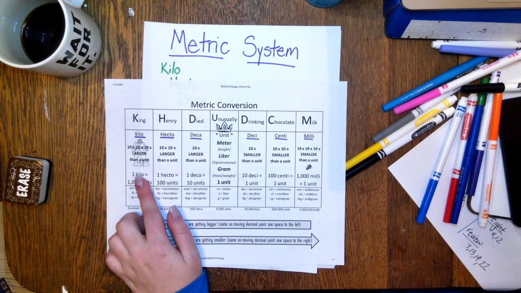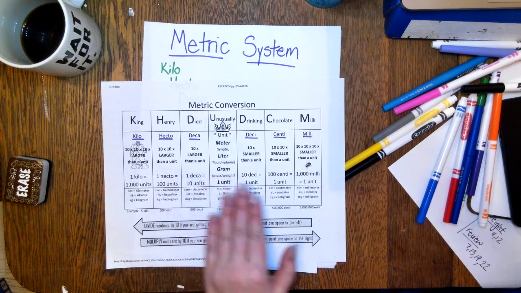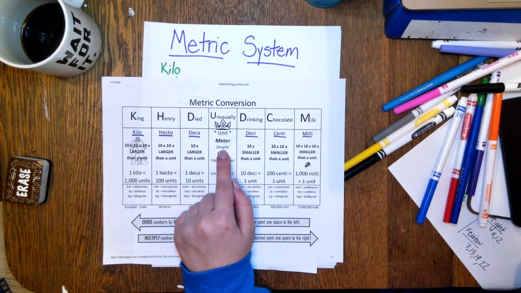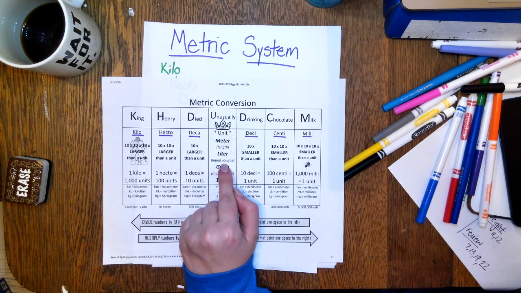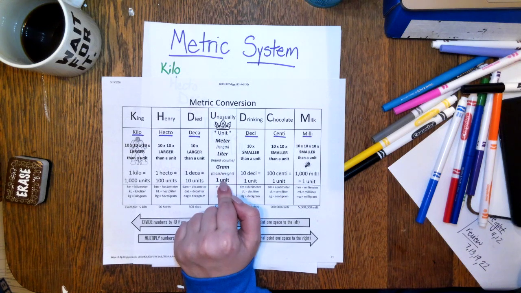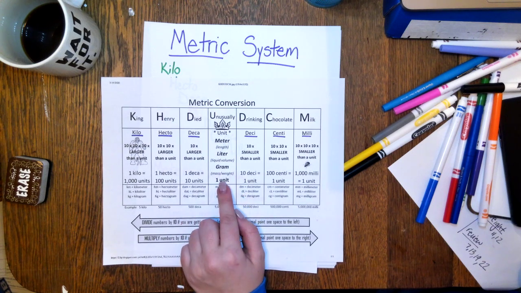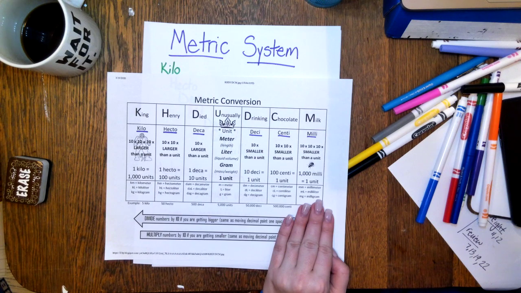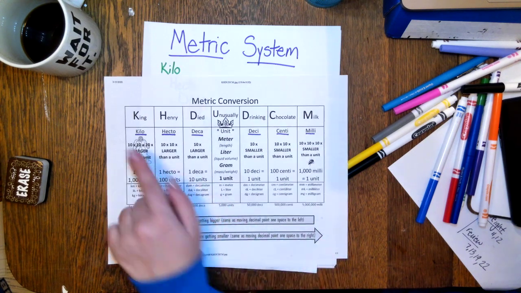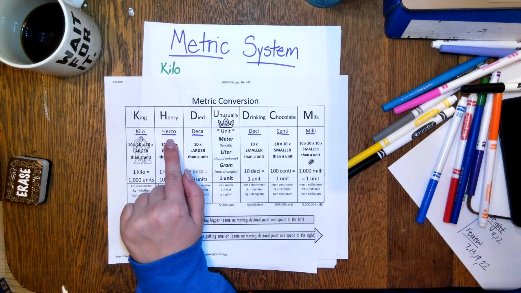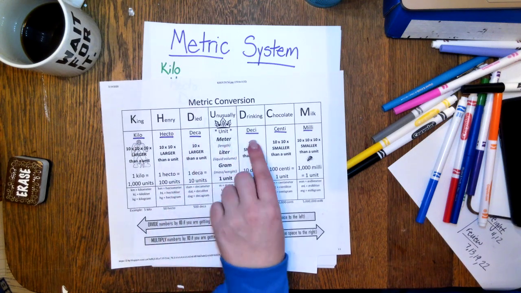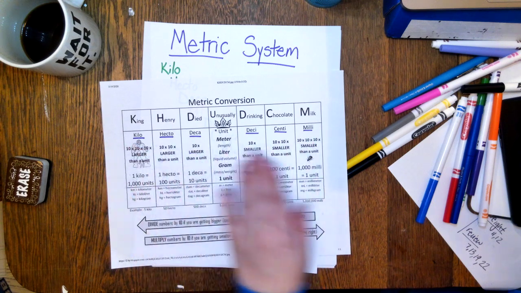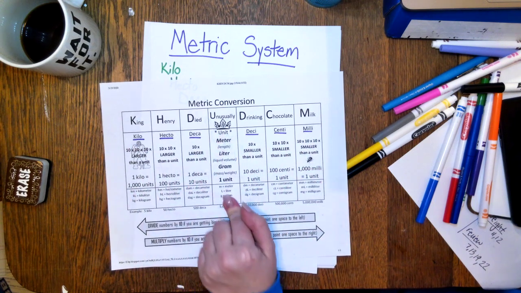When we do the metric conversion, we look at different units. The major units are meter for length, liter for volume, and gram for mass or weight. With these come different prefixes, and those are what we're going to focus on today. The different prefixes are kilo, hecto, deca, deci, centi, and milli. Those are the different prefixes that go with our units.